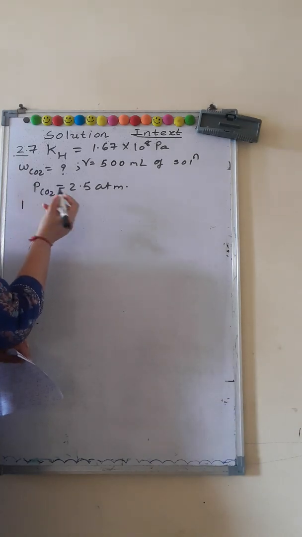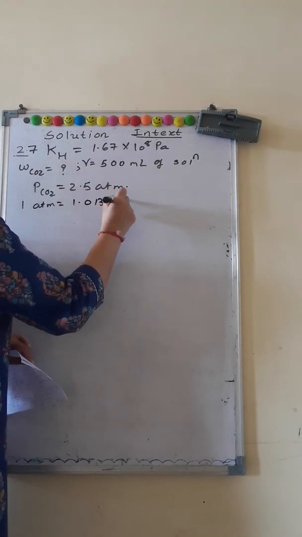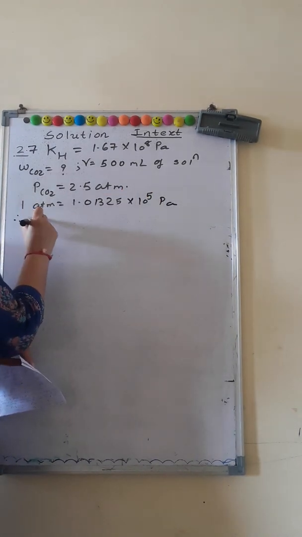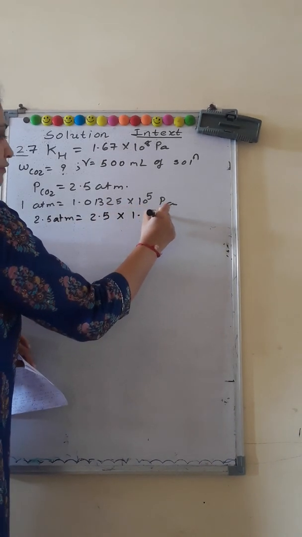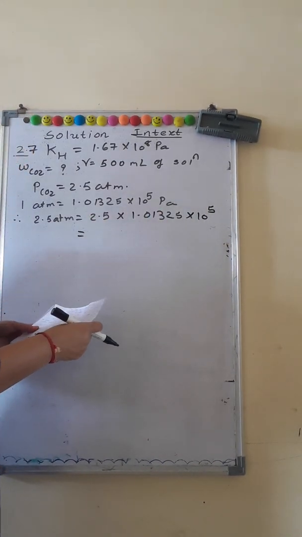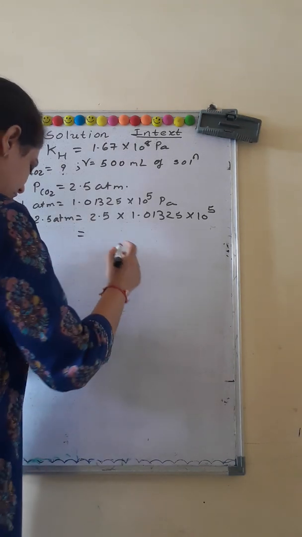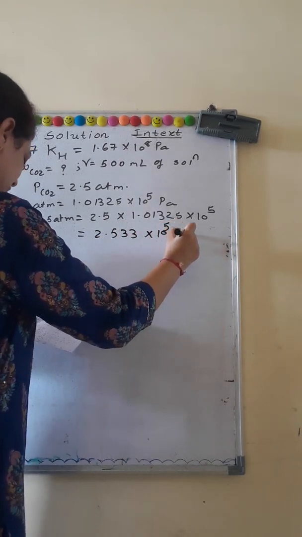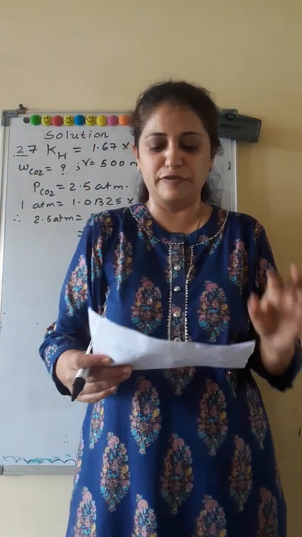So 1 atmosphere is equal to 1.01325 into 10 raised to 5 Pascal. Therefore 2.5 atmosphere is equal to 2.5 into 1.01325 into 10 raised to 5. The answer comes out to be, I have already calculated it, 2.533 into 10 raised to 5 Pascal. Thus we have made unit of pressure equal for kH and pressure of CO2.